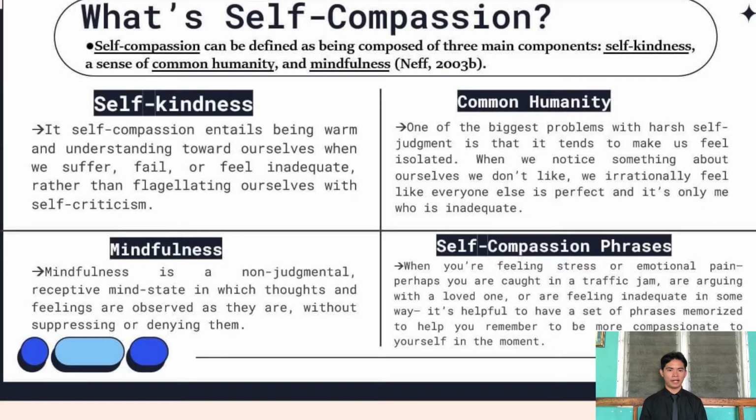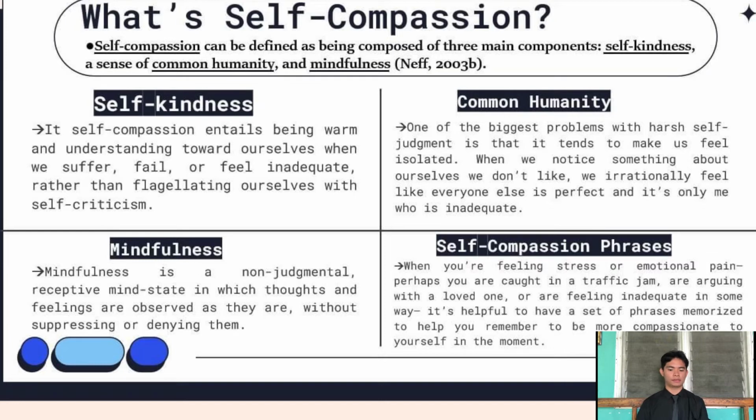Mindfulness. Mindfulness is a non-judgmental, receptive mind state in which thoughts and feelings are observed as they are, without suppressing or denying them. It requires taking a balanced approach to our negative emotions so that feelings are neither suppressed nor exaggerated. This equilibrated stance stems from the process of relating personal experiences to those of others who are also suffering, thus putting our own situation into a larger perspective.